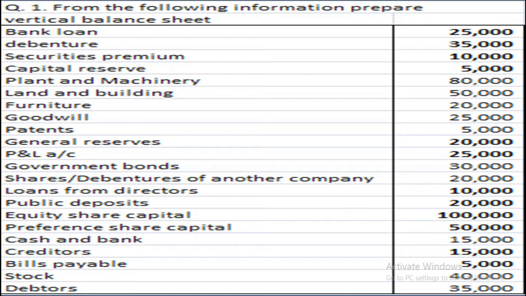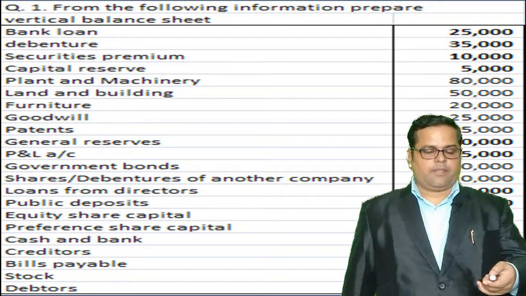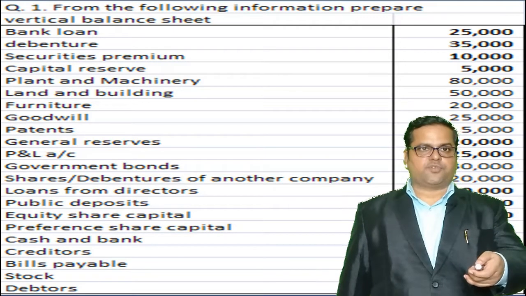Then equity share capital and preference share capital are covered under share capital, so just write SC. Below that we have cash and bank, this is a current asset item, so write CA. Creditors is a current liability item. Similarly, bills payable is also a current liability item, so you have to mark CL next to these two items. Then the last two items are current assets, that is stock and debtors, so mark CA against these two. Now this way we have to mark all the items under which they will be covered. Now I am going to show the format of the solution.